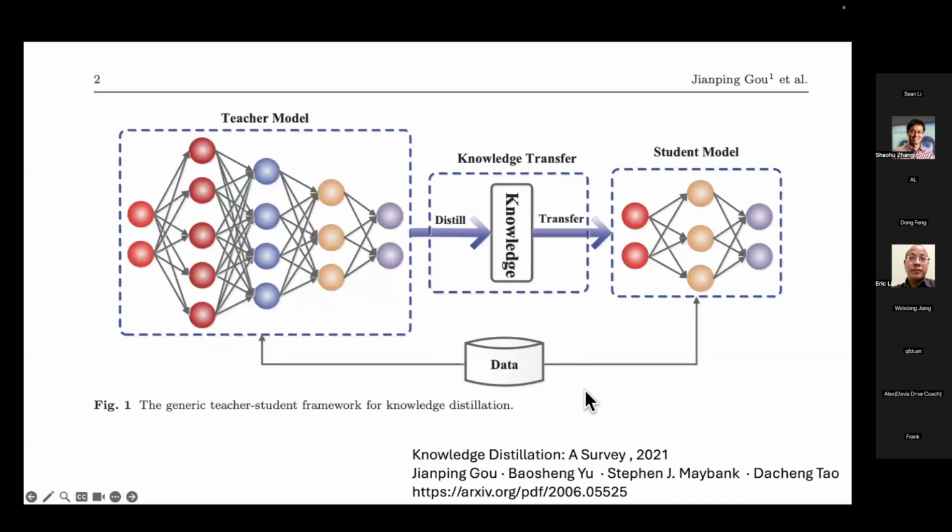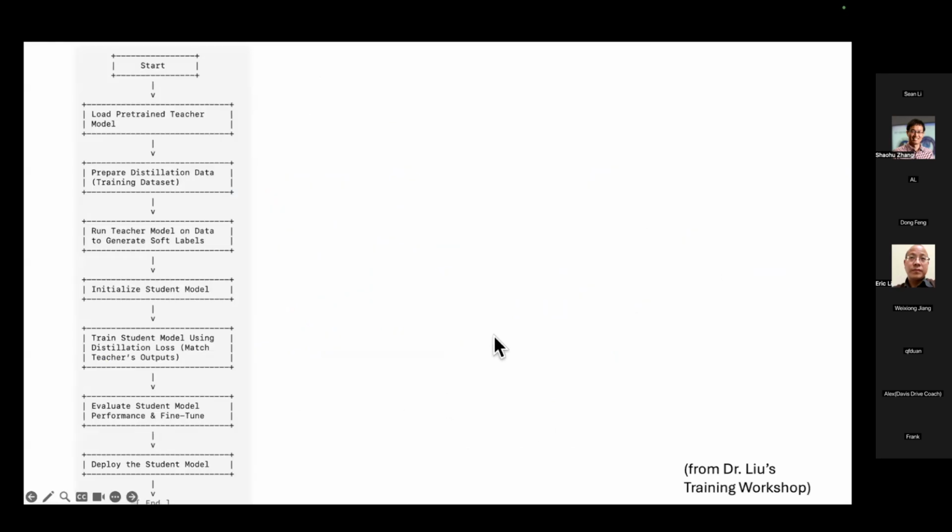So distillation for large language models has 3 components. It's actually 4 components. You have a teacher model, then you have a knowledge transfer process, then you have a student model, but you also need to have some data involved. It's not purely transferring with one button. No, it's not like that. And you can read the paper by Gu Jianping, published in 2021, on knowledge distillation. This is a summary paper.